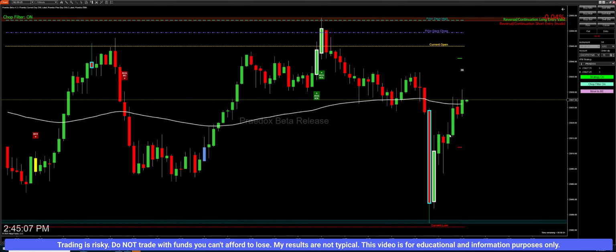All right, so the chop filter kept me out of this potential trade here, because we're pretty flat on the EMA side. So now that we're moving, I'll turn the chop filter off. That will turn off when this bar finishes closing.